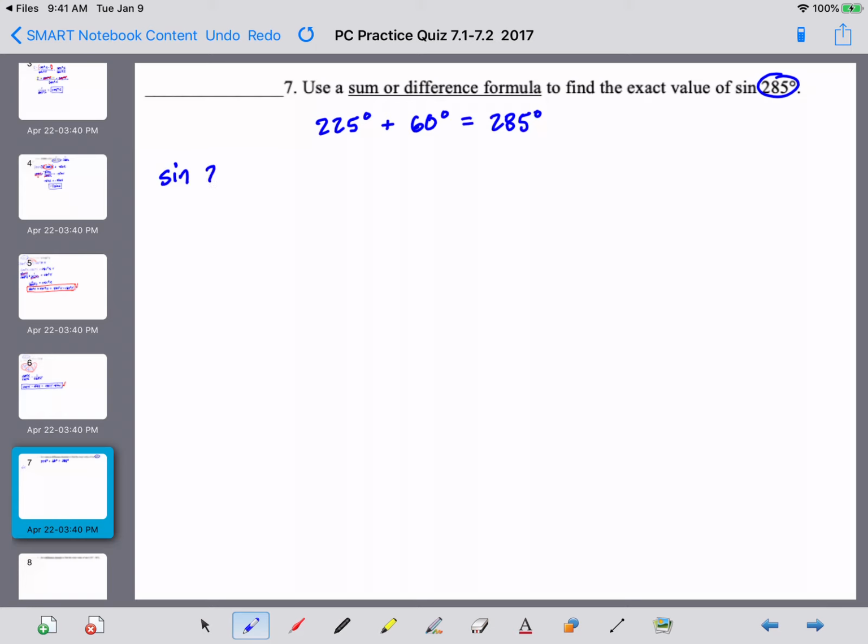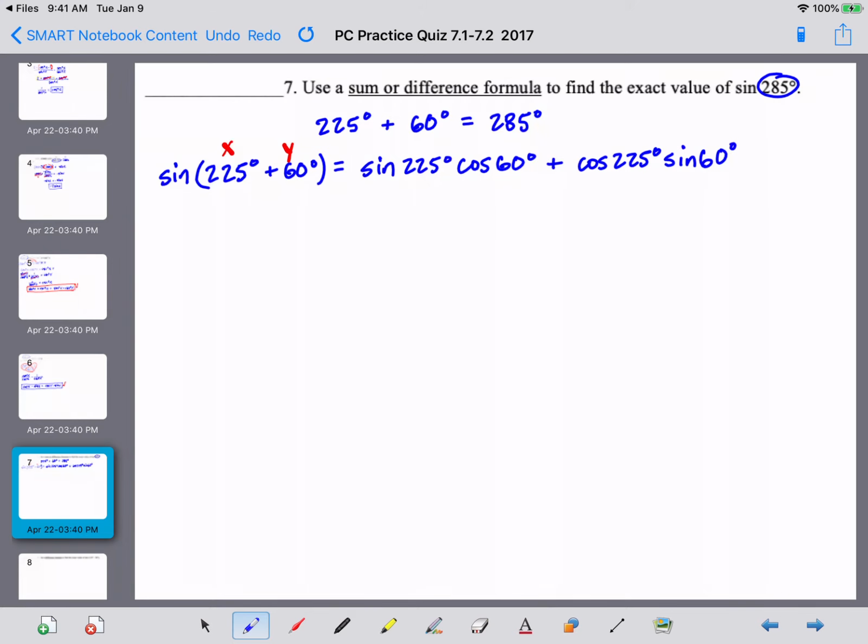So I'm going to break this up into 225 and 60 degrees, which means I'm going to use the addition formula for sine. So I'm thinking of this as my x and this as my y. So let's fill the stuff in. It's going to tell me that sine of 225 degrees times cosine of 60 degrees plus cosine of 225 degrees and then sine of 60 degrees.